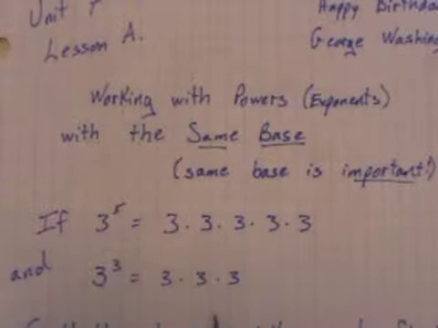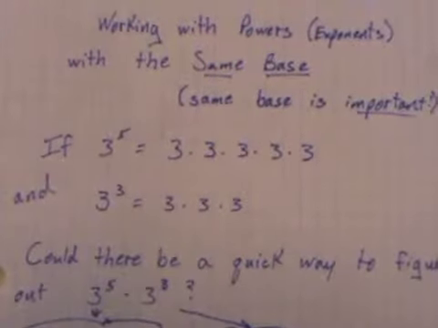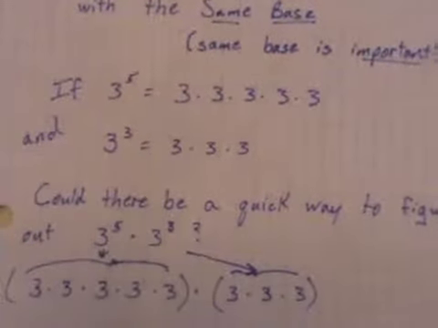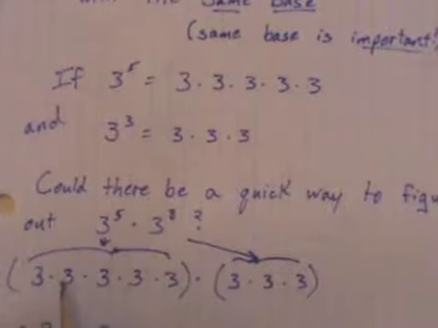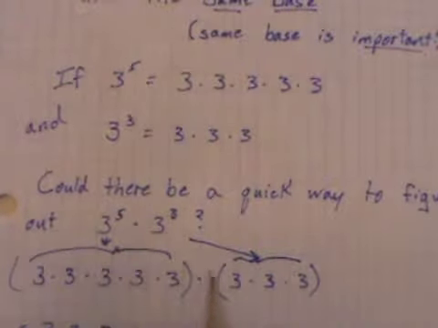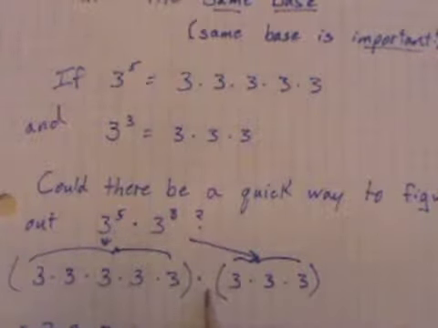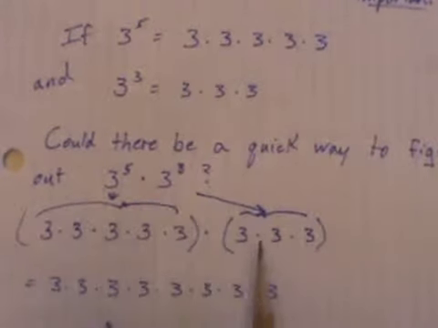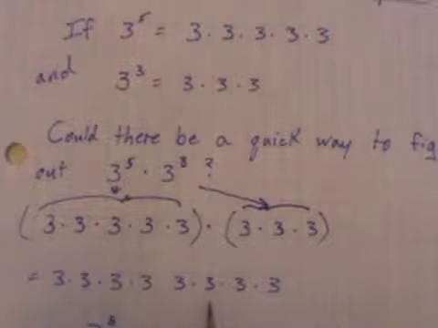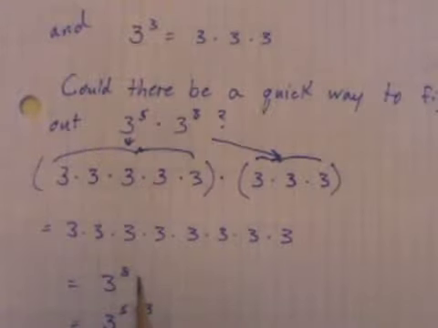I am wondering if there is a quicker way to figure out 3 to the 5th times 3 to the 3rd. Well, let's work through this. We write it out longhand. So here are 5 3's from 3 to the 5th. Here are our 3 3's from 3 to the 3rd, and we're multiplying them together, which means this is the same thing as this. These 5 3's, those 3 3's, which actually gives us 3 to the 8th, doesn't it?